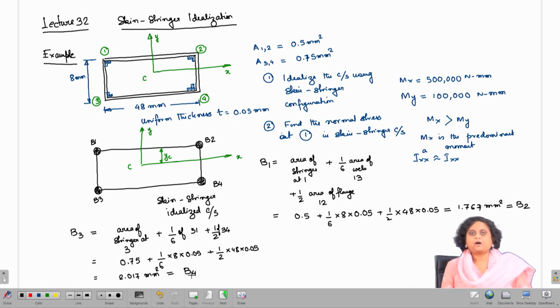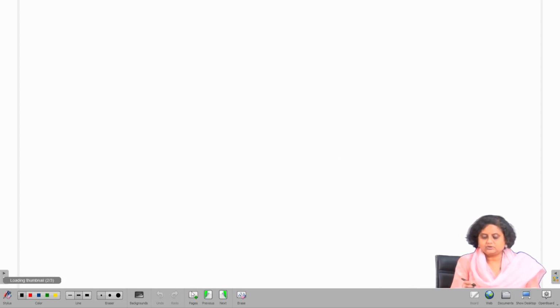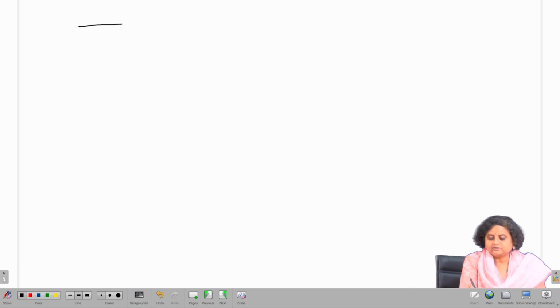Therefore, the first part of the problem is solved. We have idealized the cross section, we have found out the area of the 4 booms. So, that was the first part of the portion. Now, let us move on to the next part. So, let me just carry over the figure.